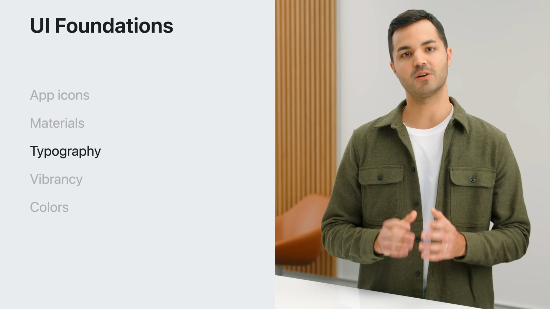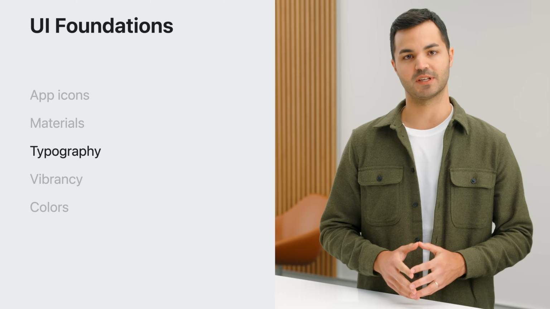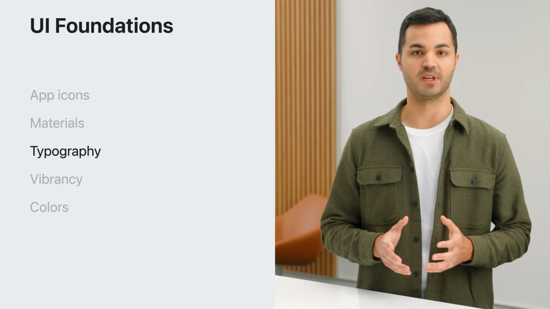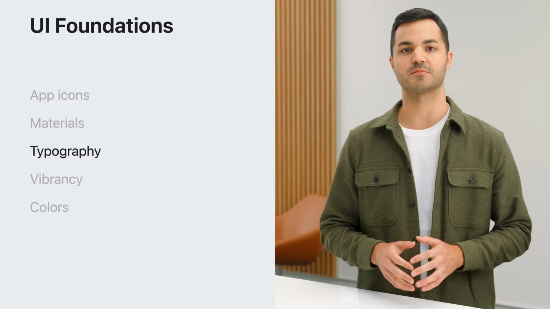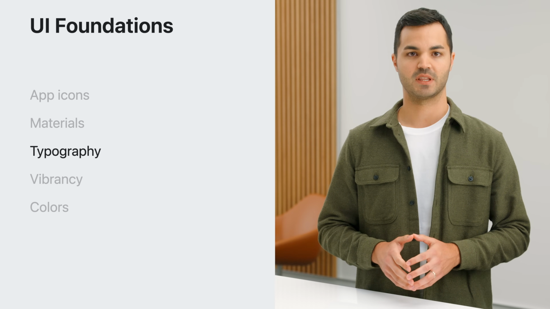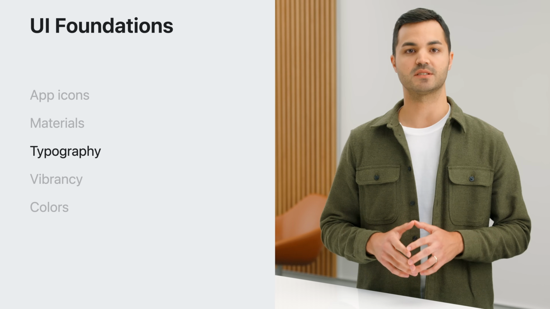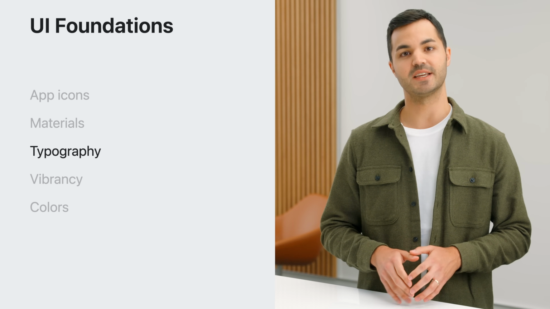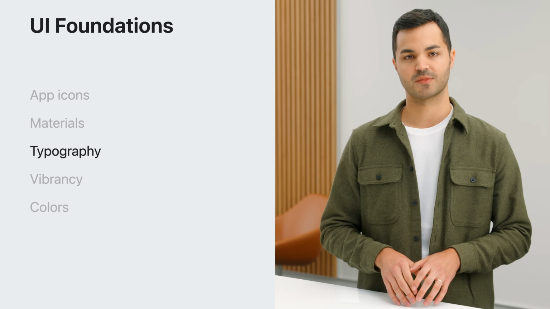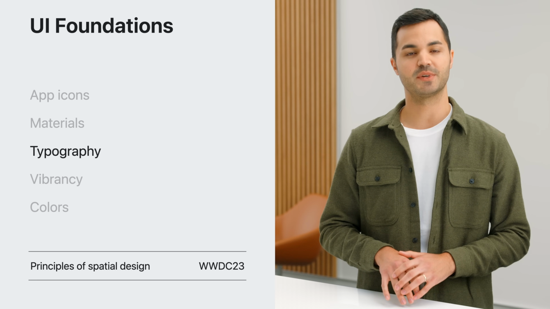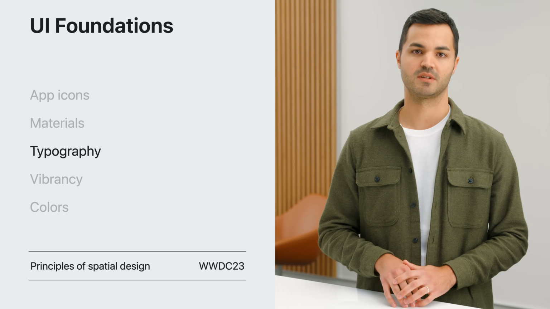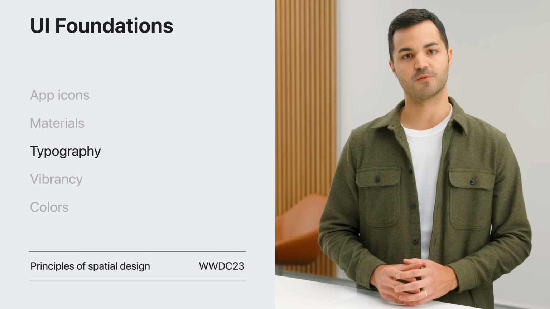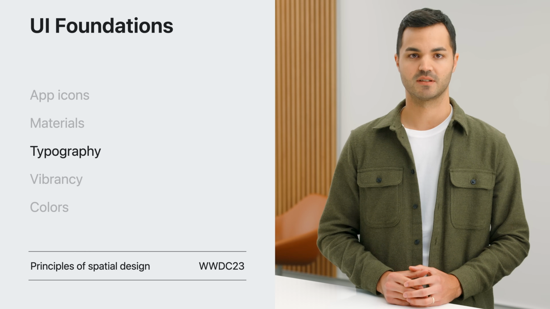Now, I'll show you how typography has been precisely adapted to this platform. To keep things familiar, all font styles use semantic names that work on all platforms. They have been tuned on our point-based unit system, ensuring they are legible at any distance. To learn more, check out the session Principles of Spatial Design. We've also modified some of the font weights to improve legibility. Let's take a closer look.